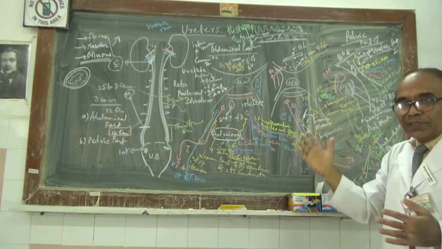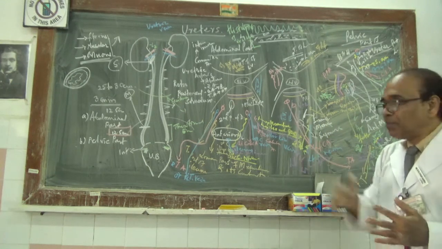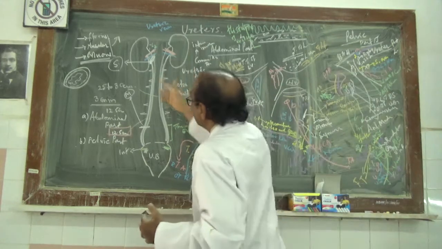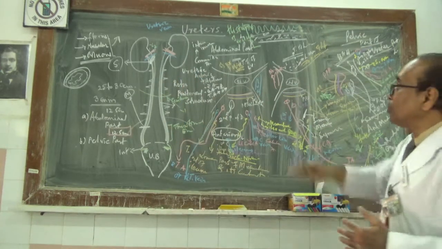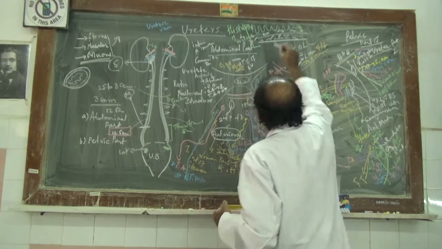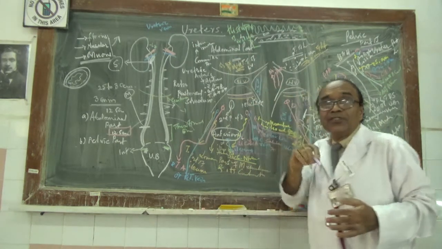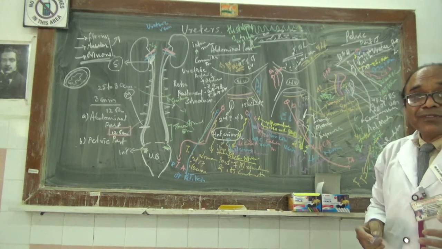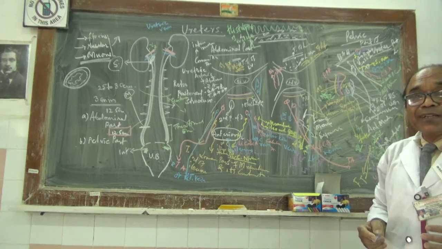Now after this you have the applied anatomy of the ureter. Any inflammation of the mucosal coat of the ureter is called ureteritis.